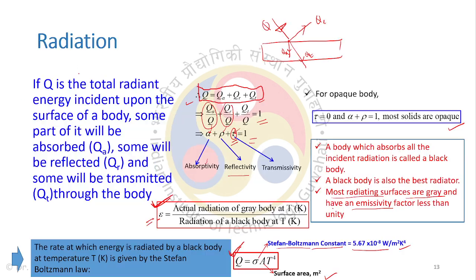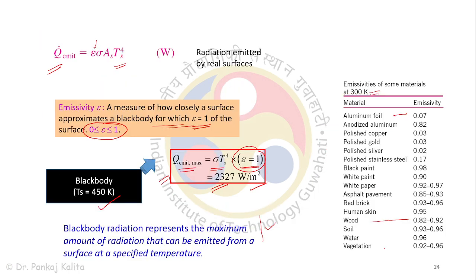Now, this is for the black body, right? Sigma is your Stefan-Boltzmann constant, its value is 5.67 into 10 to the power minus 8 watt per meter square Kelvin to the power 4. And this is for the black body. If you talk about a real body, this emissivity factor will come into the picture. Okay. Now this you need to remember.